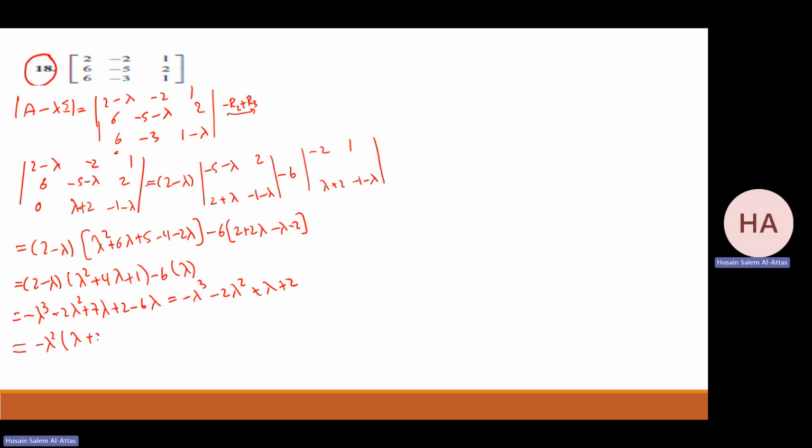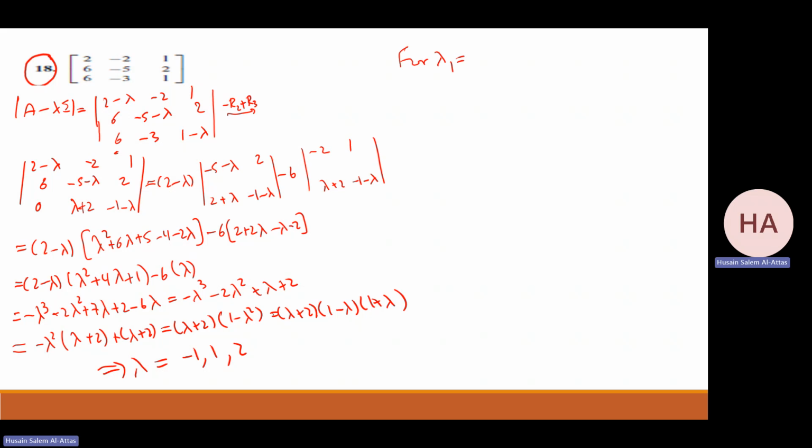This I can take minus lambda square common factor. I have lambda plus 2 plus lambda plus 2. That gives me lambda plus 2 times 1 minus lambda square. What is lambda plus 2? 1 minus lambda, 1 plus lambda. Wow. So lambda will be minus 1, 1, and 2. What a calculation. Okay. So now for lambda equal minus 1. Let me see what will happen.